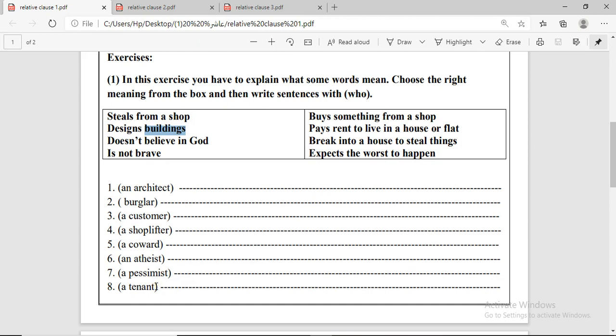And the last one, tenant. A tenant, مستأجر, is someone who pays rent to live in a house or flat. Okay, is it clear? So we have to use who because we are talking about people here. Yes, أشياء عاقل, إشي عاقل, we use who.